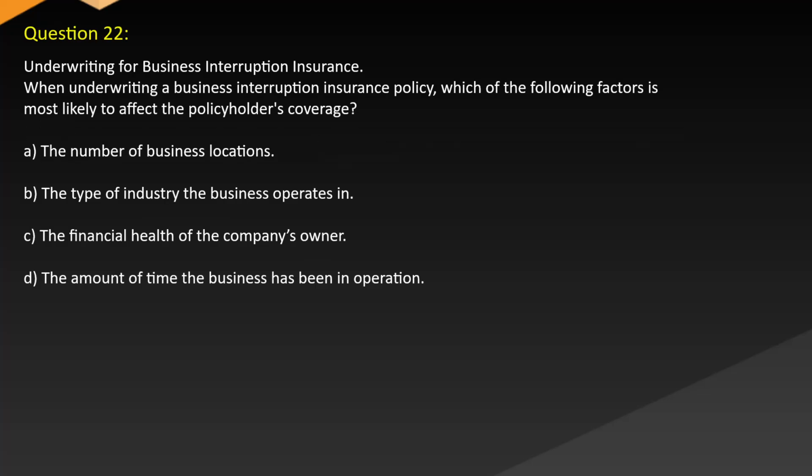Question 22. Underwriting for business interruption insurance. When underwriting a business interruption insurance policy, which of the following factors is most likely to affect the policyholder's coverage? A. The number of business locations. B. The type of industry the business operates in. C. The financial health of the company's owner. D. The amount of time the business has been in operation.